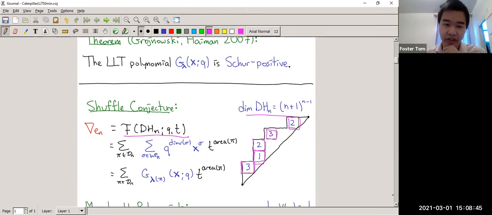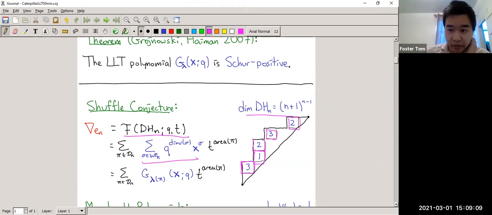But essentially, the way that diagonal inversions have been defined makes it so that this generating function here is exactly an LLT polynomial indexed by columns. So really, this shuffle conjecture is a combinatorial formula in terms of LLT polynomials. This is one way that we could interpret it.